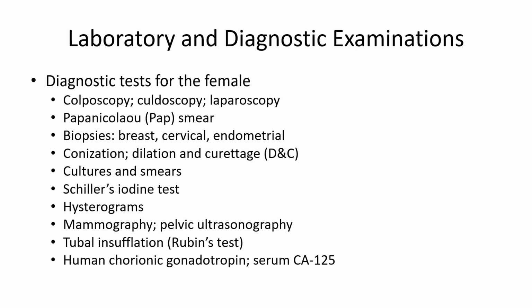So with a tubal insufflation or Rubens test, we're going to blow up or fill with gas the fallopian tubes, with carbon dioxide. So we have the insufflation of the fallopian tubes with carbon dioxide. And why are we doing this? Well, to evaluate fallopian tube patency. What is the patency of the fallopian tubes? A tubal insufflation or a Rubens test can also be done to perform fertility studies.